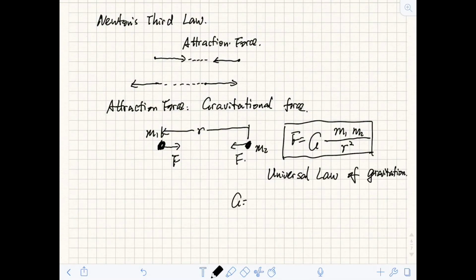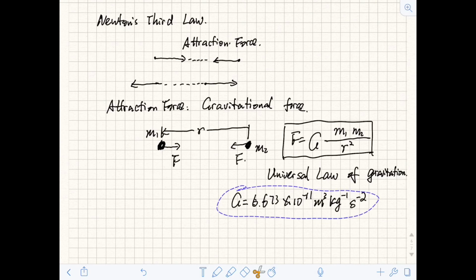And this capital G has a value of 6.673 times 10 to the negative 11th m cubed per kilogram per second squared. Of course, you can do a dimensional check to find the dimension for the G from the above equation.